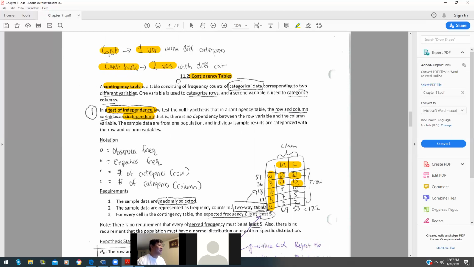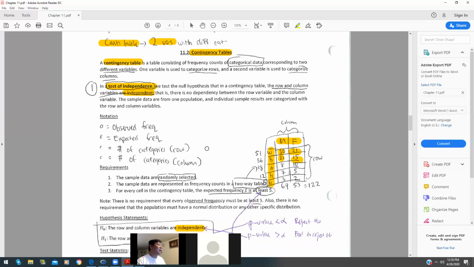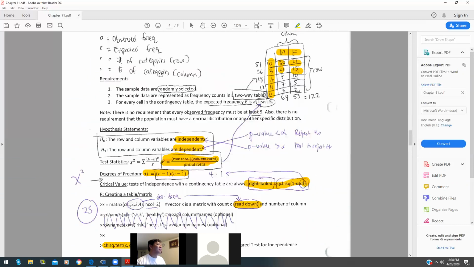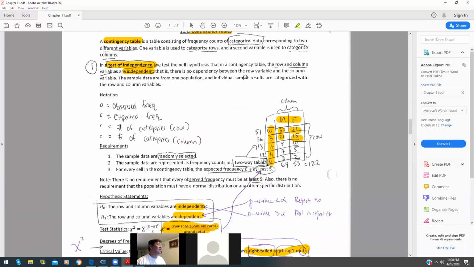You need to know this before you do your test, because your test is all jumbled up. It's really important. And when you do a contingency table, we have two types of tests: test of independence and test of homogeneity. Test of independence is very straightforward. It's telling us whether these two variables are independent or not. And test for homogeneity is telling us whether these proportions, these numbers here, are the same.